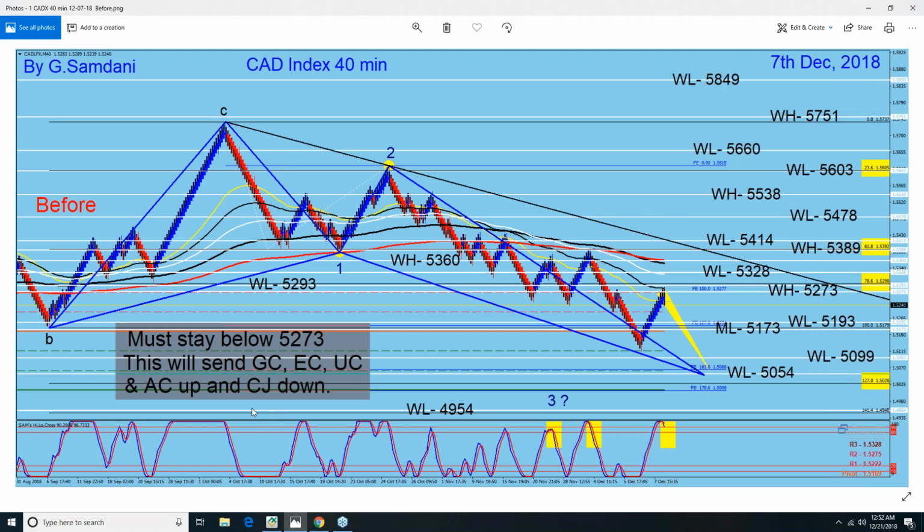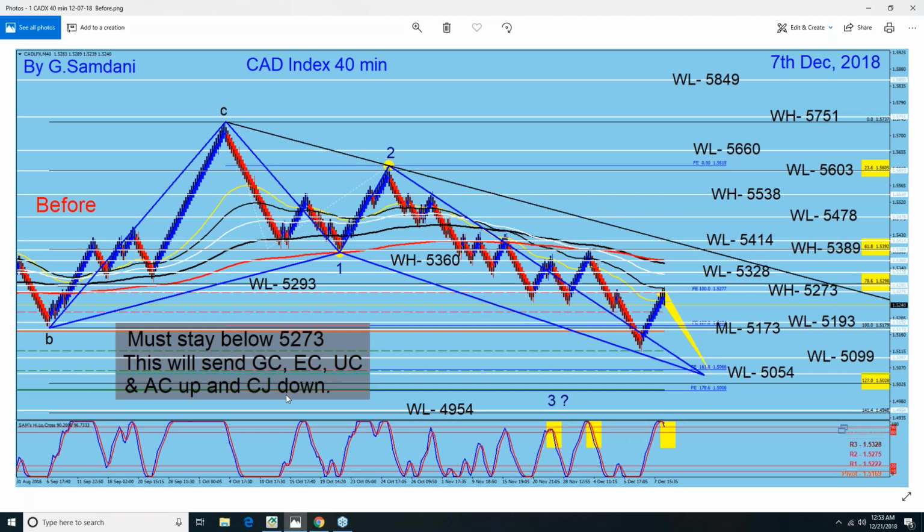So this is what I said, it must stay below 52.73. This will send GBP-CAD, EUR-CAD, USD-CAD, and AUD-CAD up. Why? Because if the CAD index is dropping, then the Canadian dollar is getting weaker. And since in all these pairs it is on the right hand side, these pairs will go up.